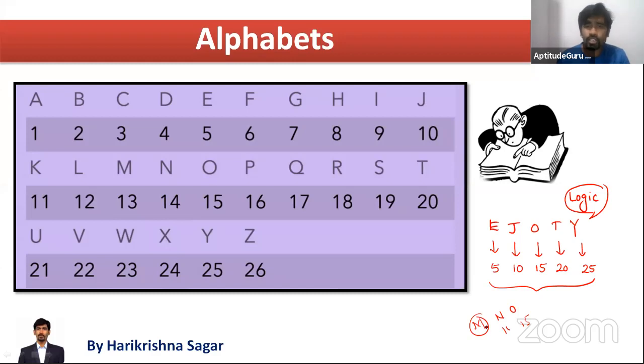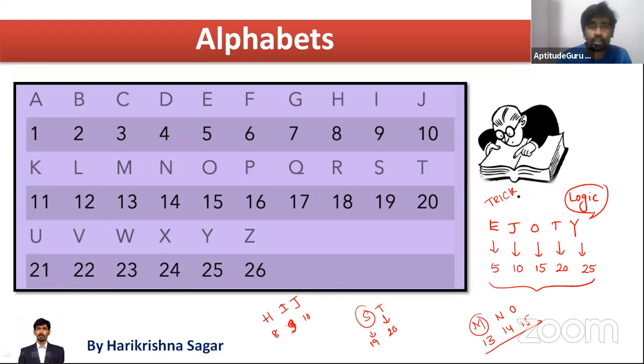I want to know the position of S. T is going to be 20 in EJOTY, so S is going to be 19. What is the position of H? J is going to be 10, so I will be 9 and H will be 8. So you can use this trick of EJOT to remember the alphabet positions.